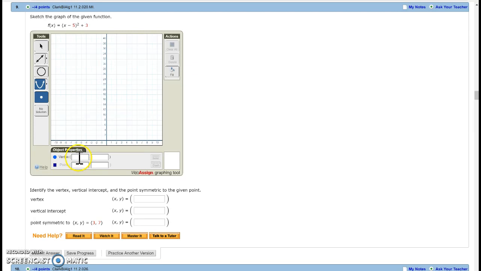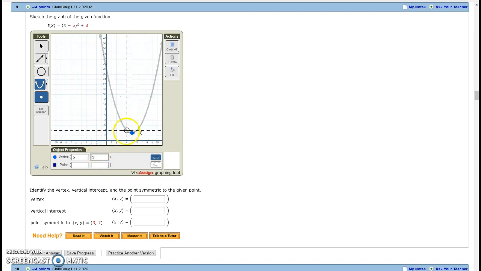So the vertex is easy, especially when we have it in vertex form. We know that this one's always going to be the opposite sign, so this is going to be positive 5. I'm going to put positive 5 here. And then the y value is going to be positive 3. This one doesn't change sign. The middle one changes sign. This one doesn't change sign. So this is just going to be positive 3.